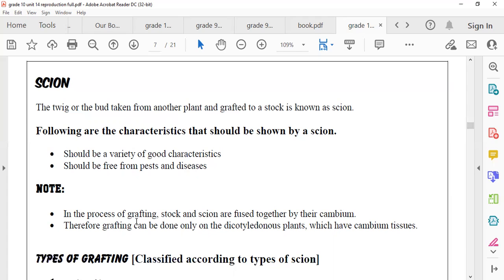Cambium tissue can be noticed only in dicot plants. You don't notice them in the monocot plants. Due to that reason, only in dicot plants can you try grafting. Also, you can't graft a mango and an orange together because they are not even related species. They are far species. So same species is okay, otherwise near species is okay. So that is the note for you.